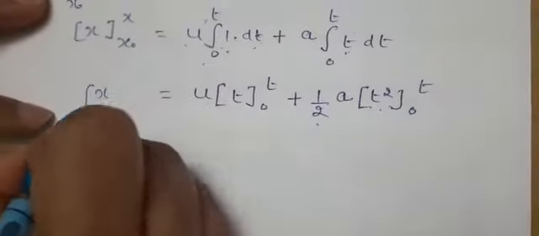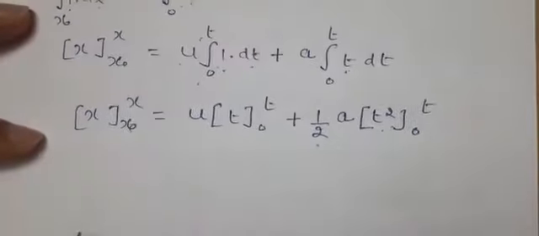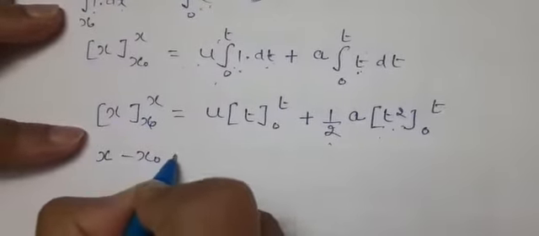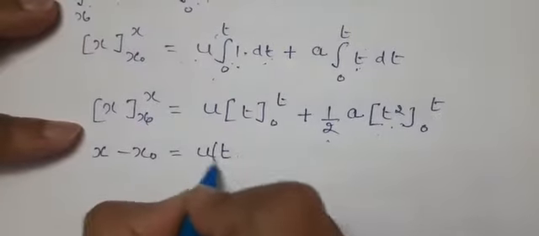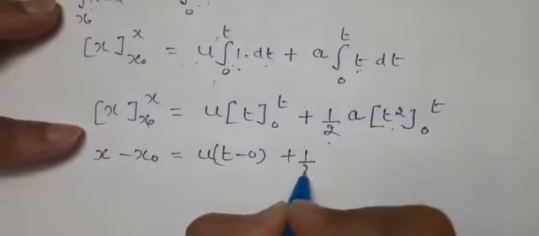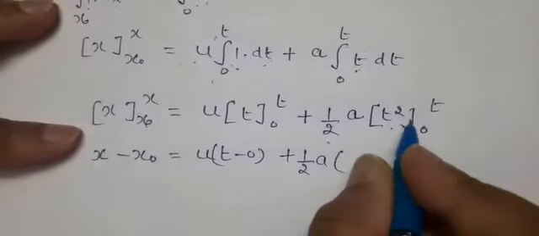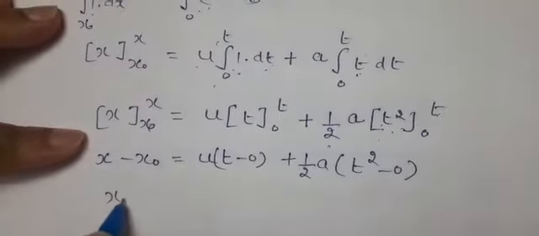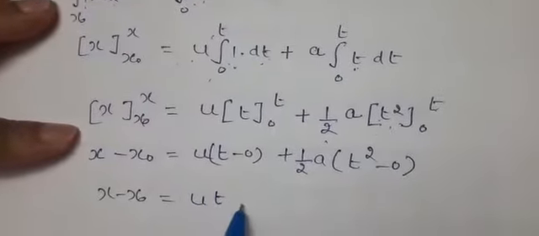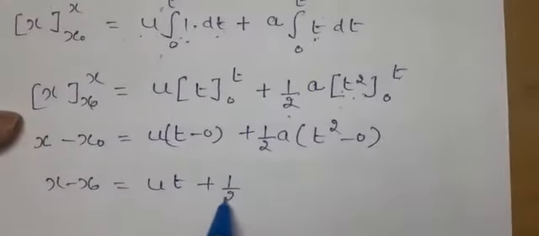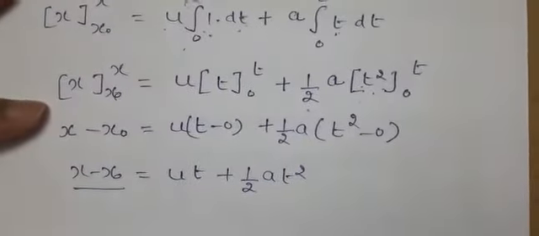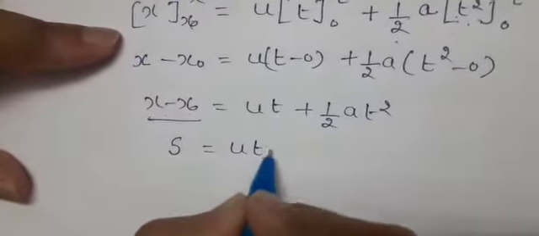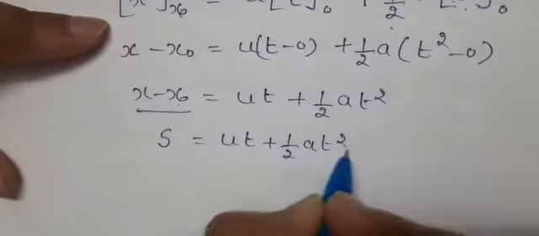So after this step, what will we do? Yes, in the next step we will substitute the limits. It should be upper limit minus lower limit. This is u t, lower limit 0, plus half a, instead of t, as the t is there, t square minus 0. So when we write it in a single step, this is equal to ut plus half at square. So x minus x naught, you can represent it by s. So s is equal to ut plus half at square.